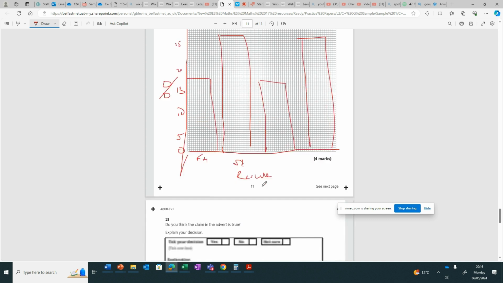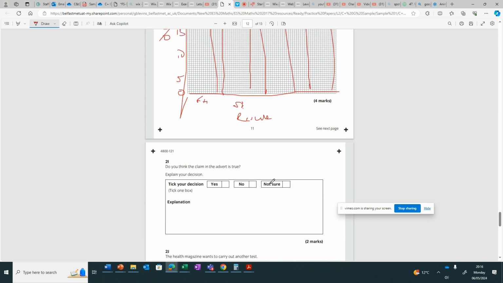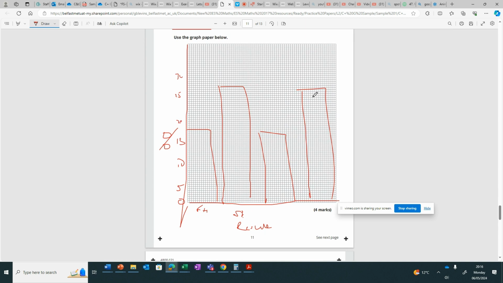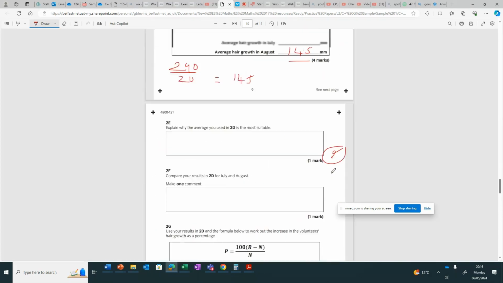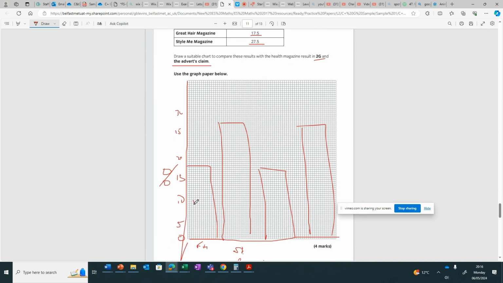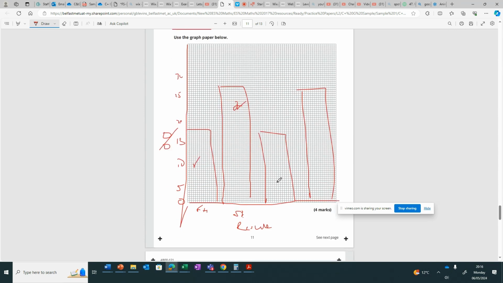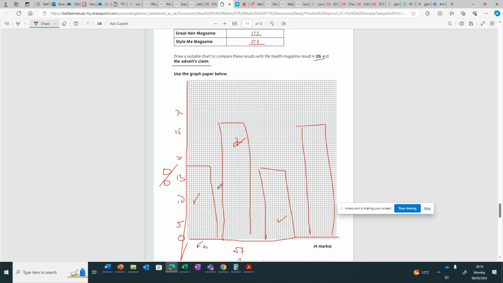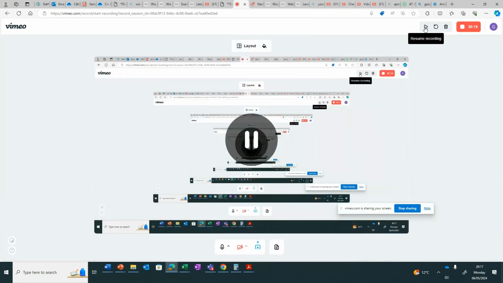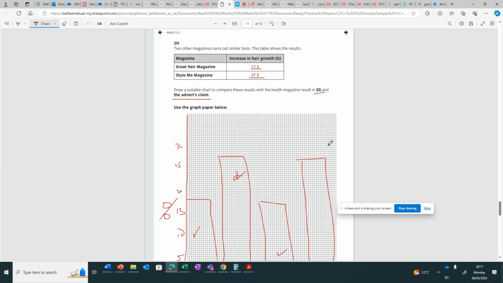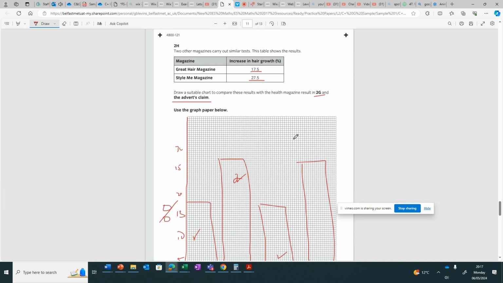Do you think the claim in the advert is true? Well, the advert says use this shampoo and your hair will grow 25% in 1 month. Well, according to this one, it said 17.5, so it didn't. This one says it did grow more than 25%. This one said 16%. So 2 out of the possible 3 were saying that it didn't grow. So what we could say is, is the advert's claim correct? No, I would say no, as 2 out of the 3 magazines were below 25%.